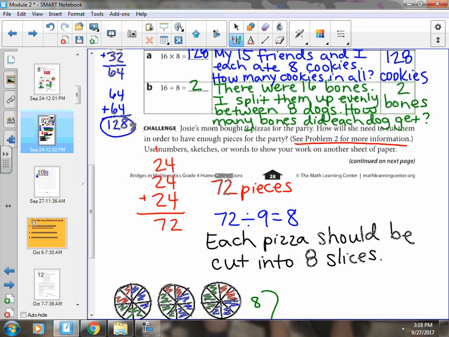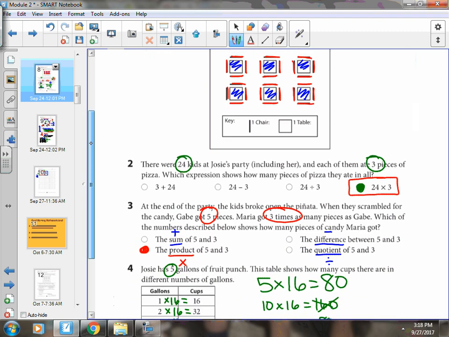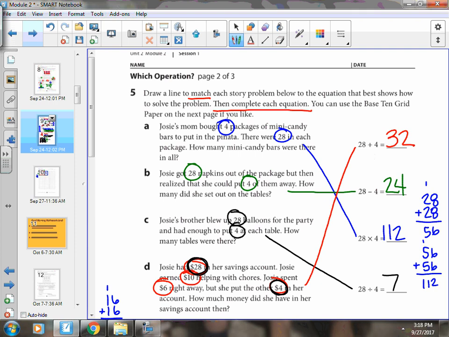All right, here are the answers for Home Connections 27. And 28.